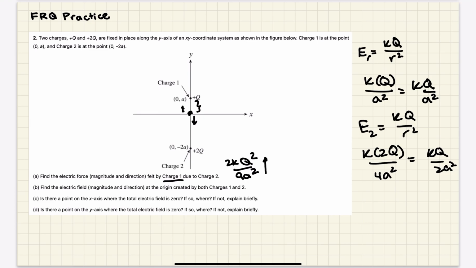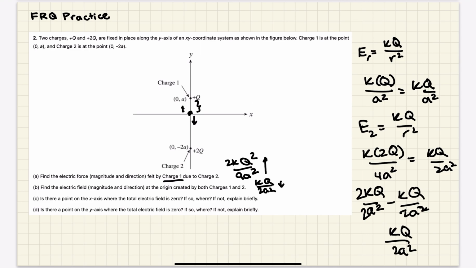Now, what would be the magnitude of it? Well, since it's a vector sum and they're going in opposite directions, you don't add them, you actually subtract them. So you have KQ over A squared minus KQ over 2A squared. And you can find a common denominator of 2A squared, which means you also multiply the numerator by 2. You get 2KQ minus KQ. It just gives you KQ over 2A squared. So your electric field will be KQ over 2A squared downwards.